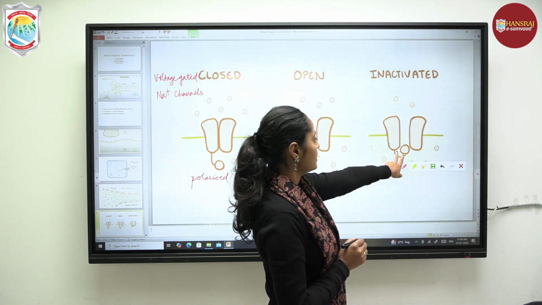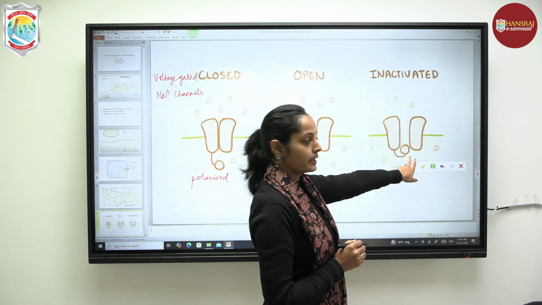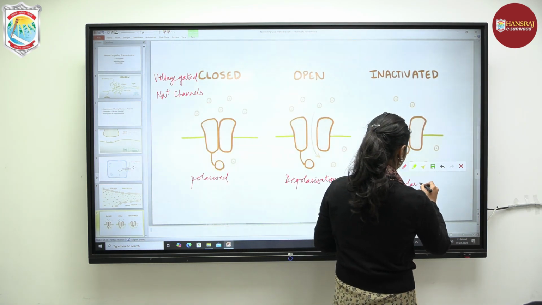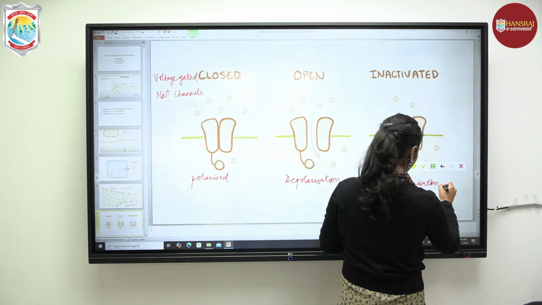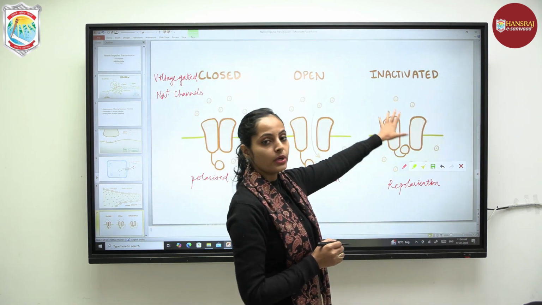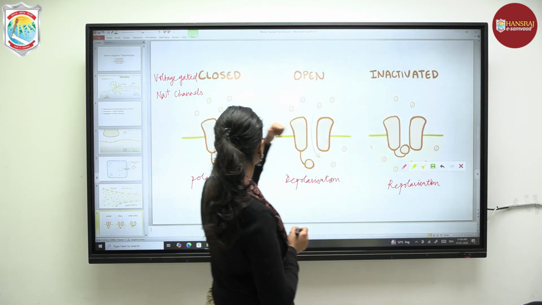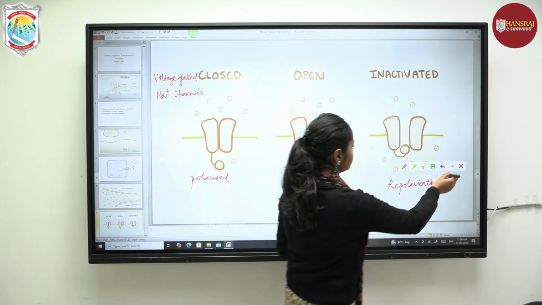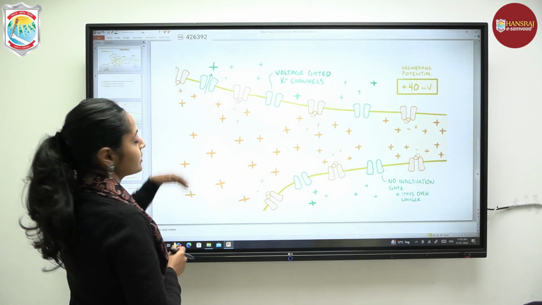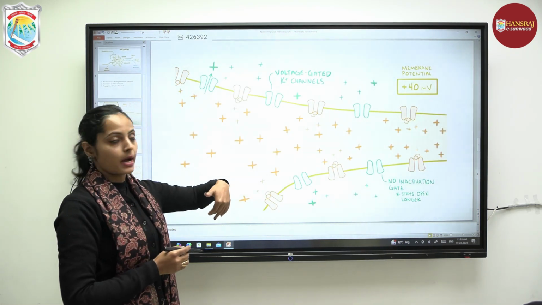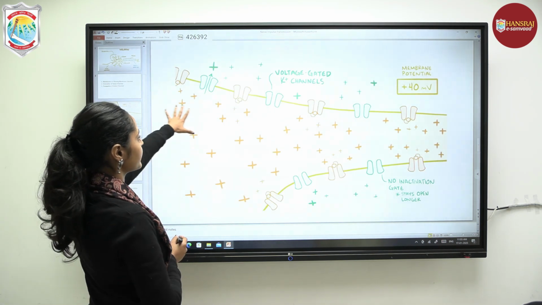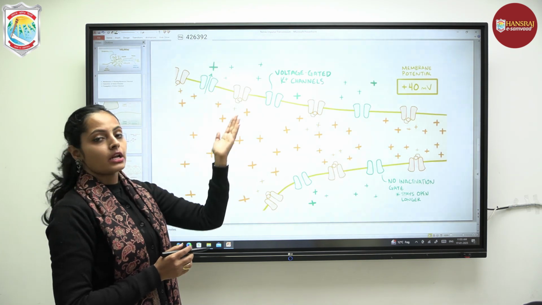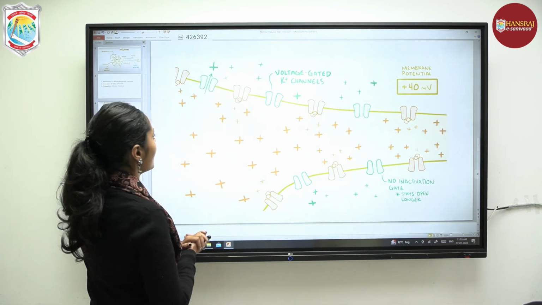When the channel gate is inactivated, this occurs during repolarization. This I will just explain. So during repolarization, voltage gated sodium channels are neither open nor closed, rather they are inactivated. So what happens next? There was influx of sodium ions, there was charge reversal, the inside became positive and it reached the peak, which is plus 40 millivolt. Now repolarization has to occur.